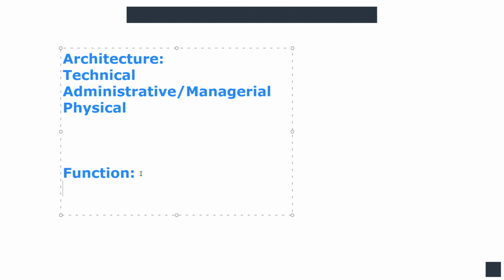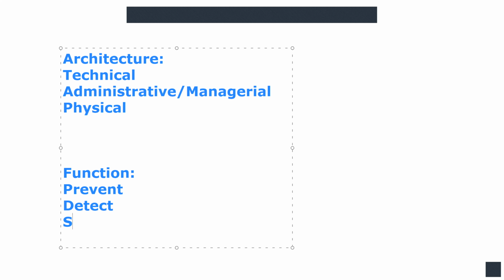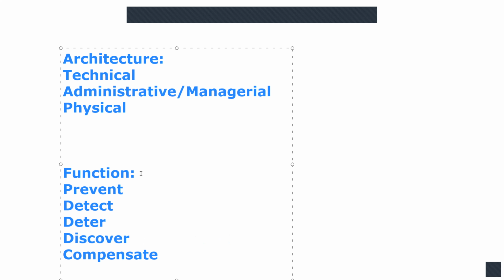For functional, we have prevent, detect, deter, discover, and compensate. Prevent is a control which will prevent the risk. It will prevent the error from happening from scratch. Detect will discover or detect that a problem has happened.